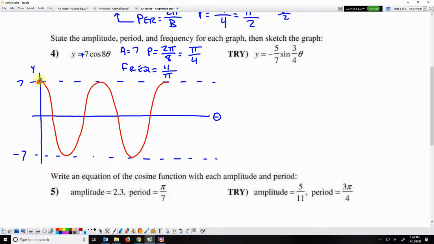Okay? So after it has completed one cycle, it has gone the horizontal length, being 1 period, that's pi over 4. The horizontal length of one cycle is 1 period. So then it goes another cycle, and the horizontal length of that is another period. So here it's gone 1 pi over 4, here it's gone 2 pi over 4. And 2 pi over 4 can simplify to pi over 2.